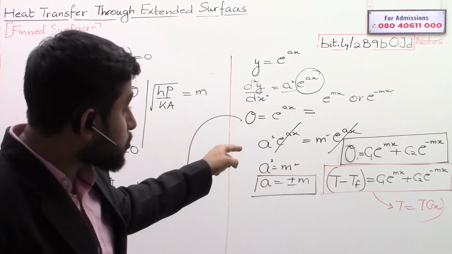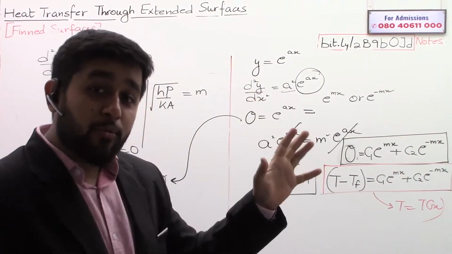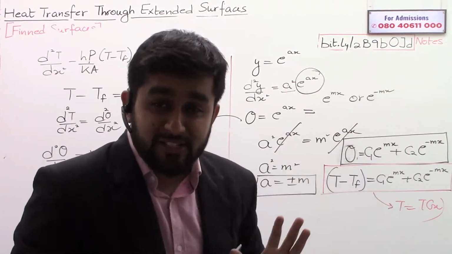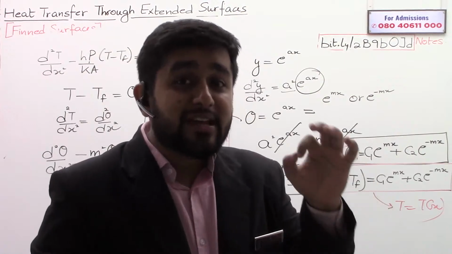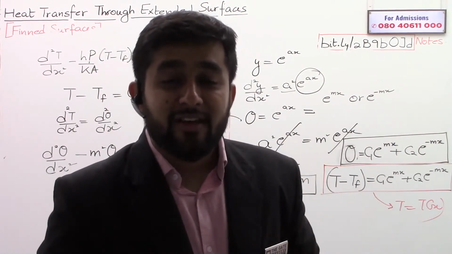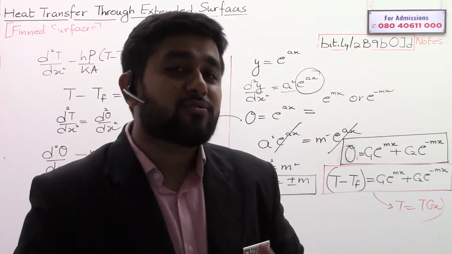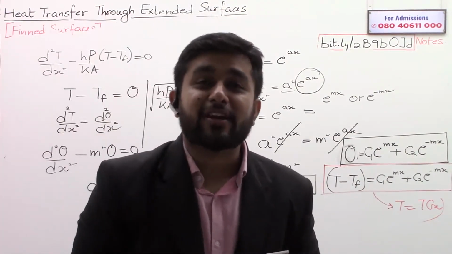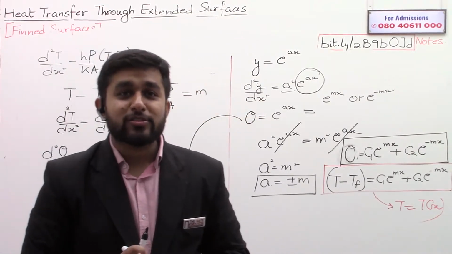We will see how to find out C1 and C2. Once you know C1 and C2, you will get complete temperature as a function of x. Now that temperature as a function of x, we will substitute in Fourier's law of conduction. And through Fourier's law of conduction, you can find out the heat conduction rate. That heat conduction rate will give you the heat convection rate. So this is what we are going to do.